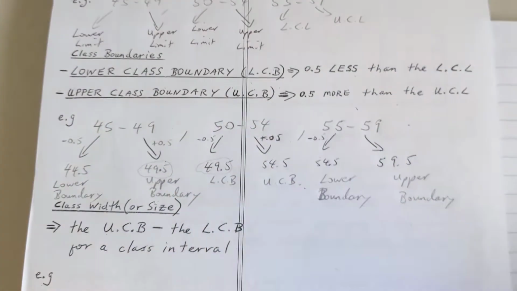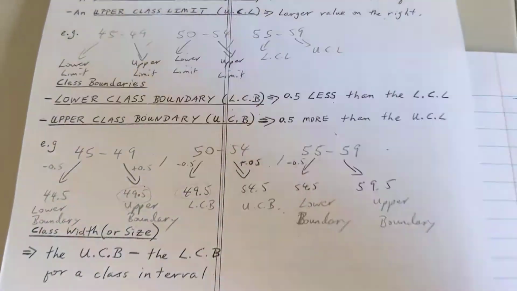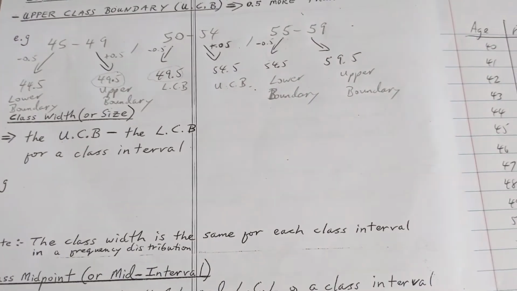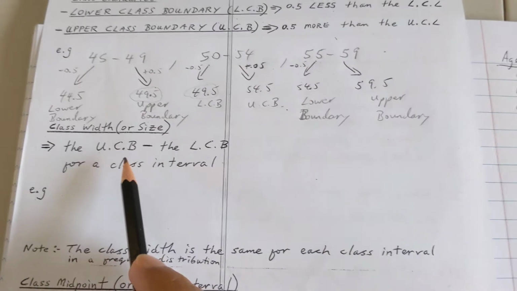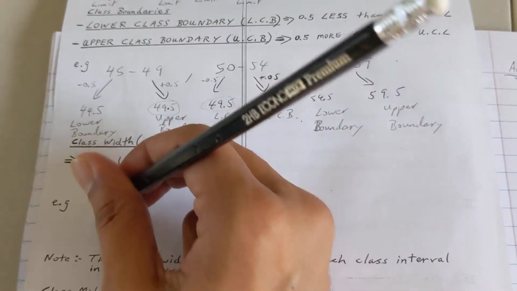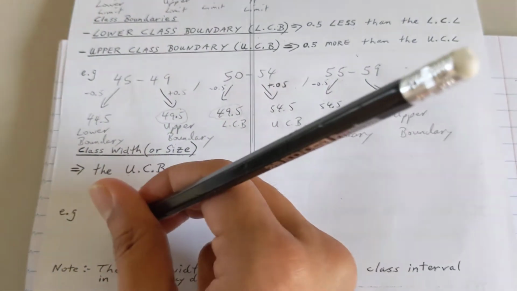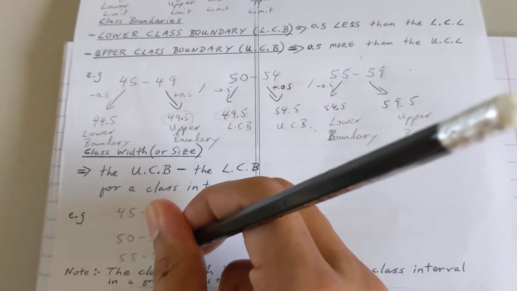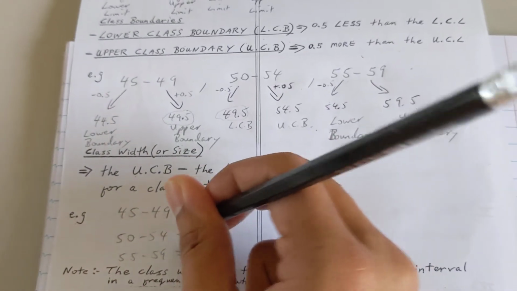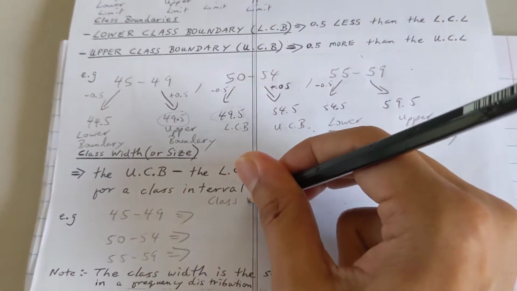So again, these are some of the new terms you're going to come across. So far we have interval, limit, boundary. The next one, one of the easier ones, is the class width or the class size. That's how big the interval is. There is a formula for it, but there are easier ways to do it. So again, let me write back out the example we were using: 45 to 49, 50 to 54, 55 to 59, and I'll show you 3 different ways to get the class size or the class width.